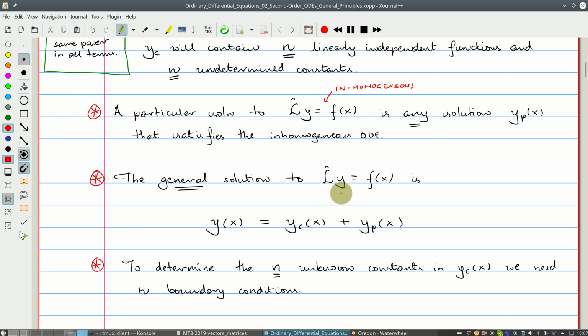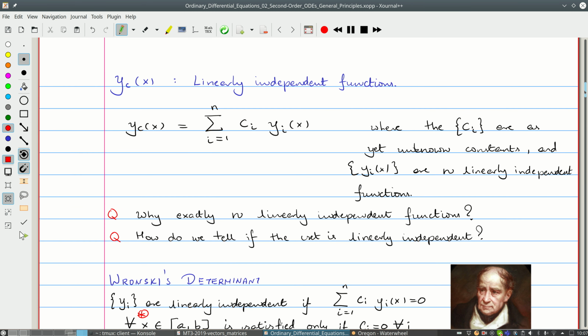The general solution to the inhomogeneous equation is y(x) equals y_c, which contains the n unknown constants, plus y_p(x), which is the particular solution, and there are no unknown constants in this one. So to determine the n unknown constants in y_c, the complementary solution, we need n boundary conditions. And that pretty much lays out the general principles of any of the ordinary differential equations we will be looking at. So now a little bit more about each of these terms. We have said that the complementary solution, y_c(x), contains linearly independent functions.